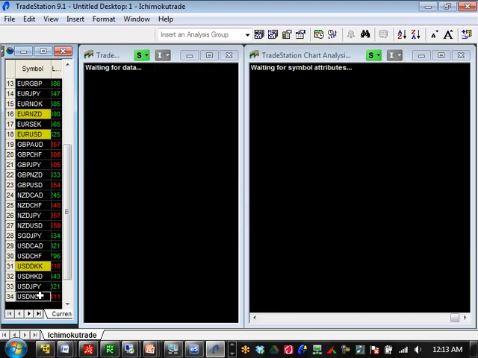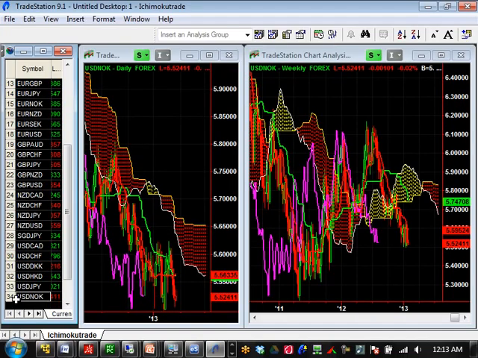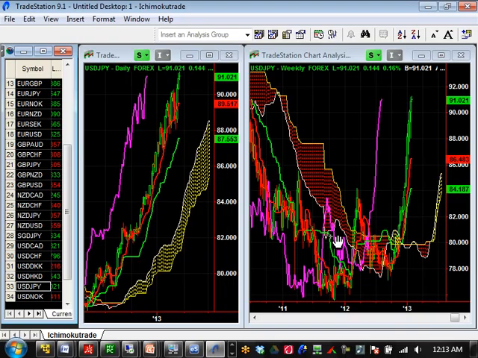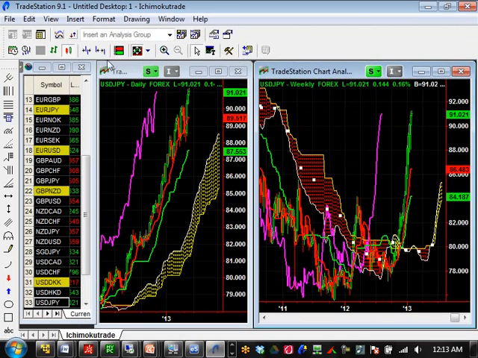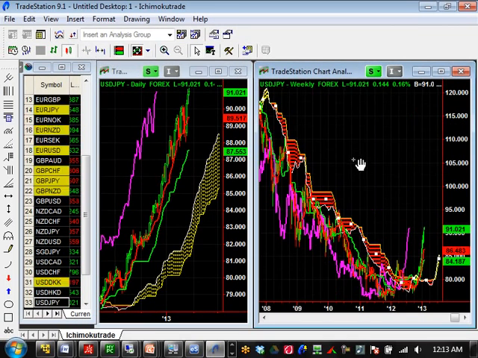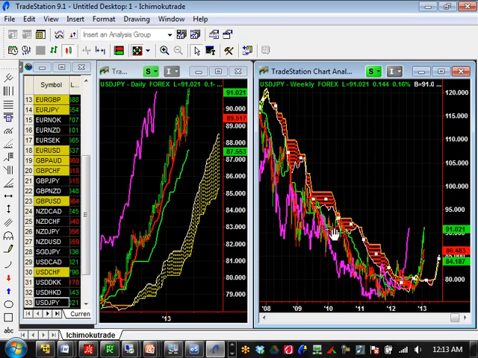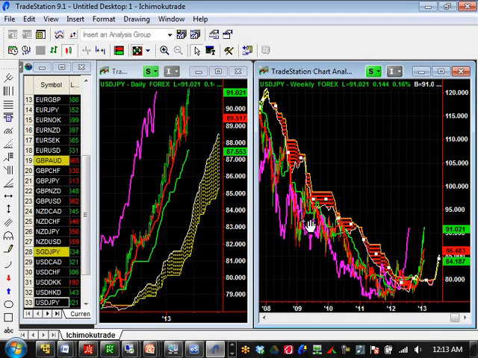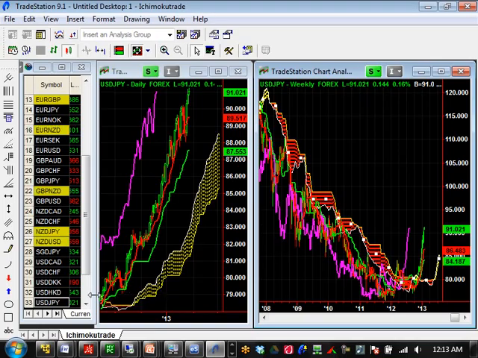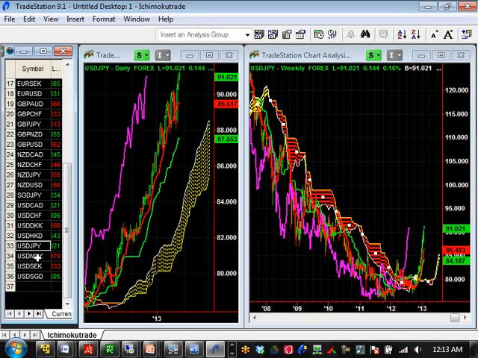US yen, again, this is overextended too. Overextended too. And you could see here, if I shrink this chart down, we're right about here, which is middle of this whole consolidation pattern. So we trace really well back into this big area here. So it's going to be interesting to see what happens with that moving forward.